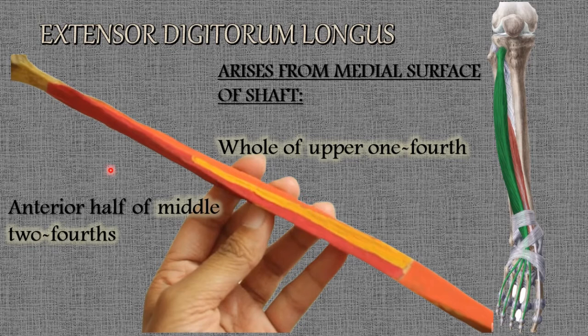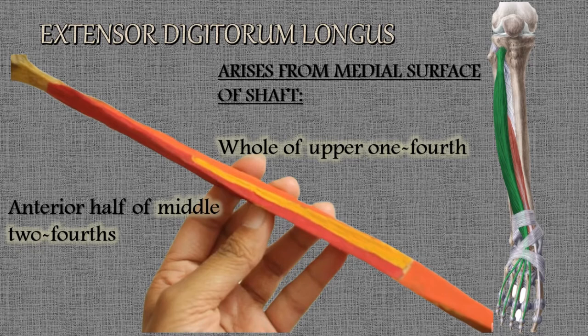So it arises from the whole upper 1/4. As you can see, this is the whole upper 1/4 of the medial surface. So this orange is not the medial surface. This elevation is the medial crest, not the medial surface. The medial surface is just this dark red in color, and medial to the dark red is this orange color. So remember, this orange color is not the medial surface. The medial surface is just this much.